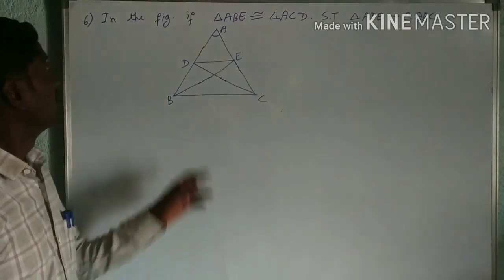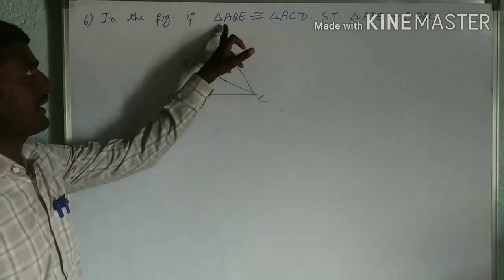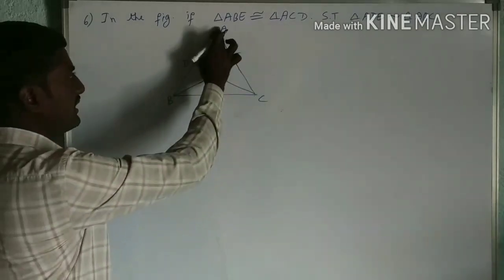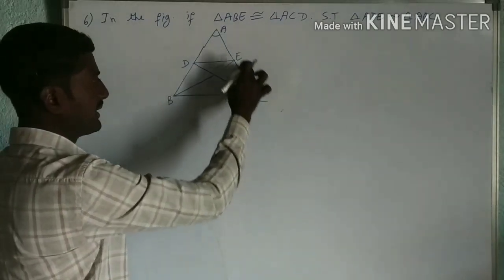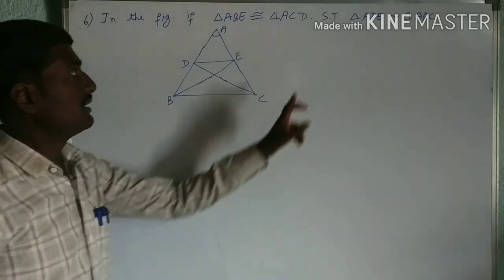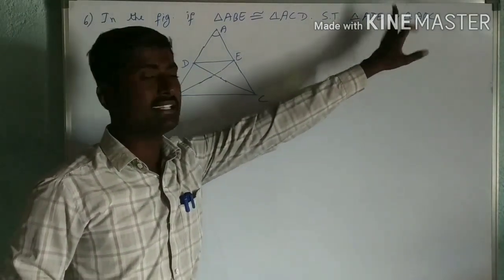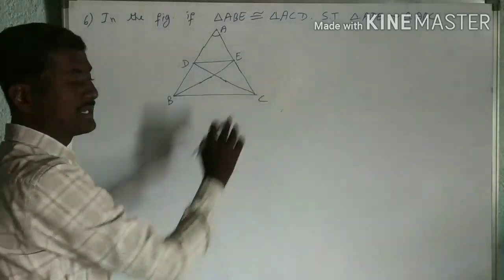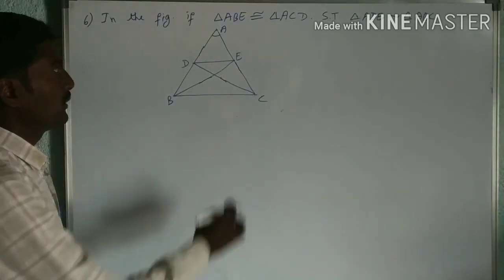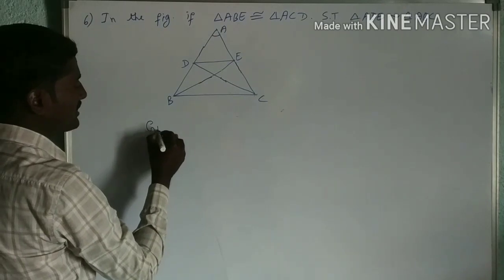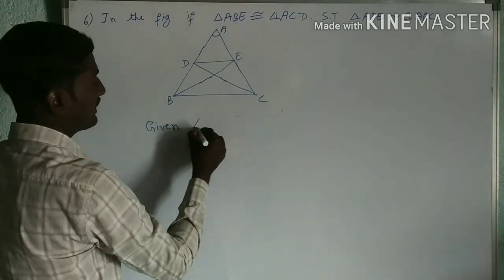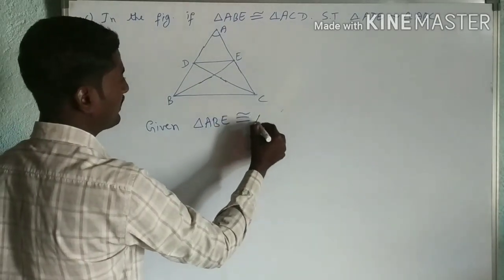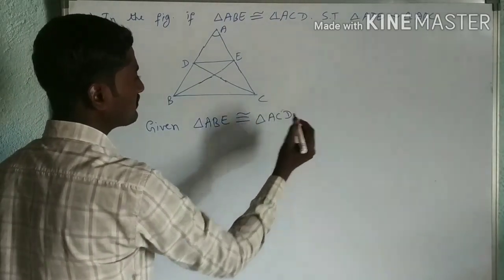Next question. In the figure, if triangle ABE is congruent to triangle ACD, show that triangle ADE is similar to ABC. We have to prove it. Let us take the given condition first. Given is triangle ABE congruent to triangle ACD.